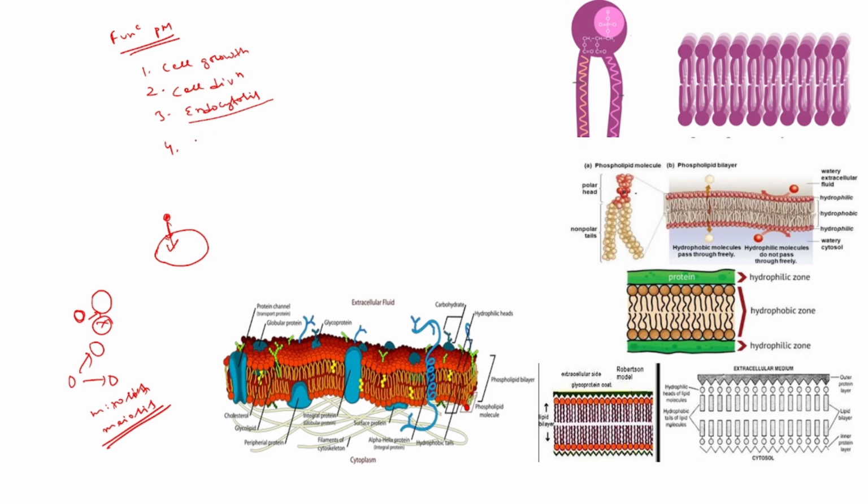And the fourth one is the formation of intercellular junction. What is the intercellular junction? Let's say this is one cell, this is another cell, this is another cell. So here the cell junction, the cell interaction, is also helped by the plasma membrane. This is the function of the plasma membrane.